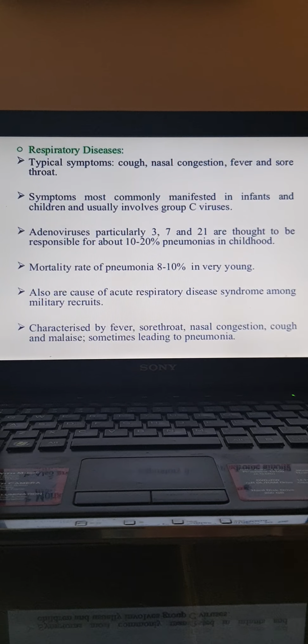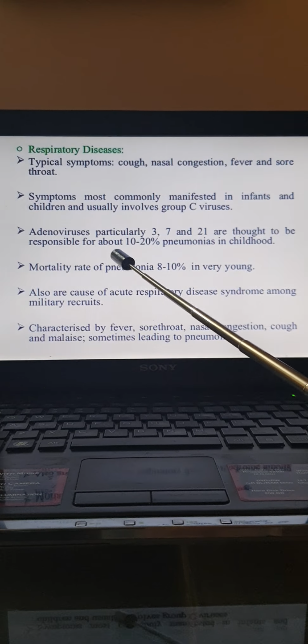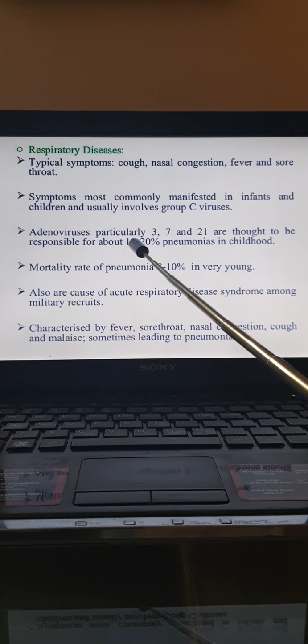Now coming to respiratory diseases, it can cause respiratory infection, and there would be typical presentation like cough, nasal congestion, fever, sore throat. These symptoms are commonly seen in infants and children, and the group involved is group C. It can also cause pneumonia in children, and it is responsible for about 10 to 20% of cases of pneumonia in childhood. Serotypes 3, 7, and 21 of adenovirus are basically responsible, and the mortality rate of pneumonia is 8 to 10% in very young children.